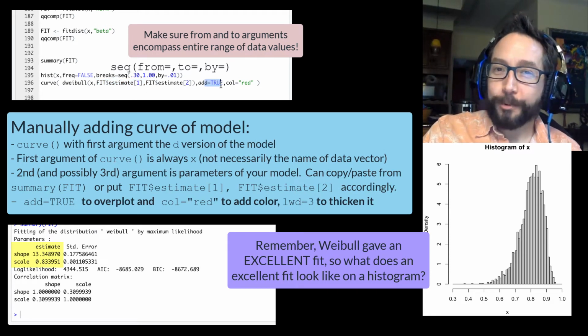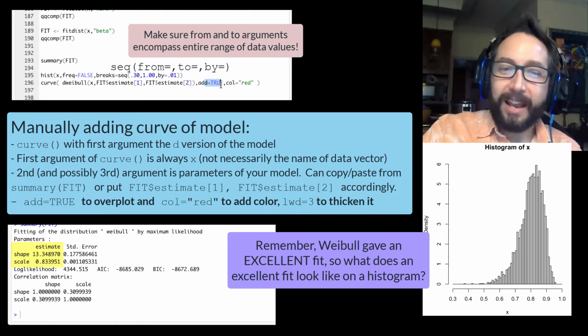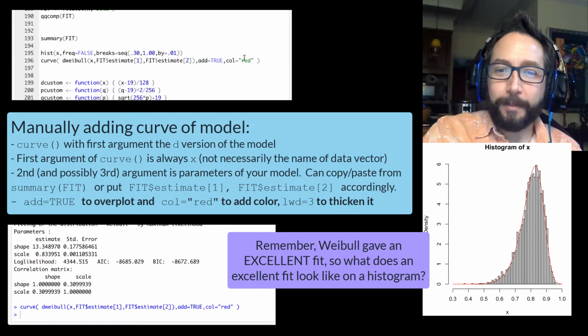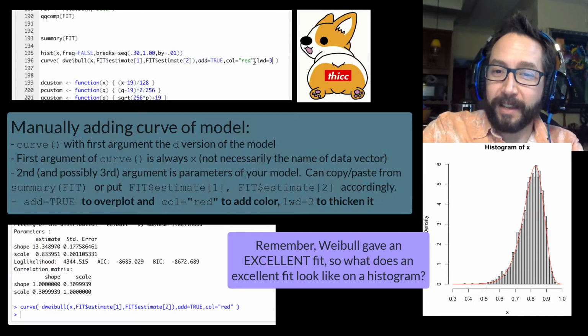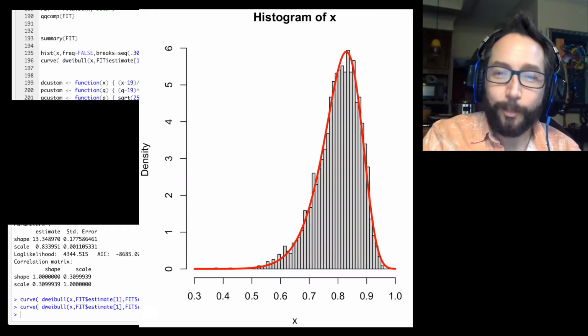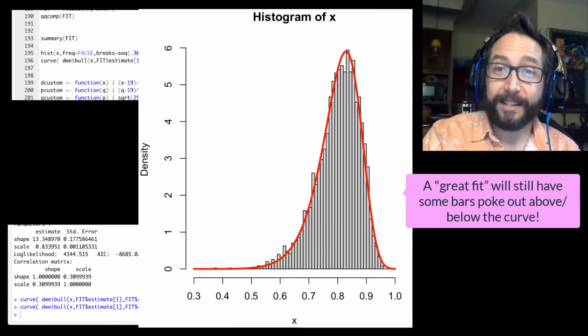We're going to add add equals TRUE so we don't create a new plot, and we're going to make this red. So we can add that curve. Maybe we want to add some thickness to that curve. And we see that it really is a fantastic fit.